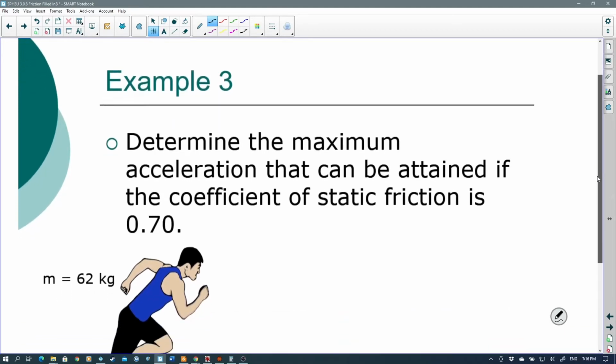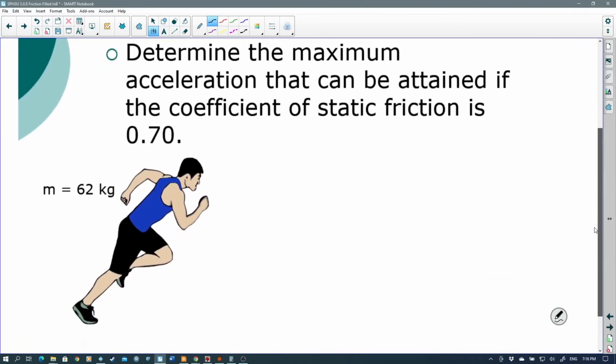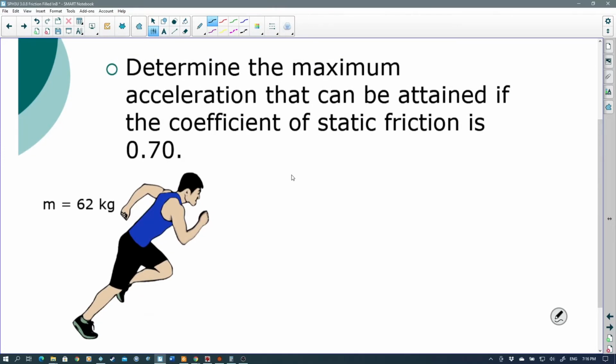If we look at this example here, determine the maximum acceleration that can be attained if the coefficient of static friction is 0.70. We're given the mass of the sprinter here. We know that at the point of contact against the ground, even though the sprinter is pushing backwards, the force that's causing, because of Newton's third law, the force that's causing the sprinter to move forwards is equal to the force of friction. So the net force on the runner, if we were to draw a free body diagram, the only force acting on the runner to move them forward is the force of friction.